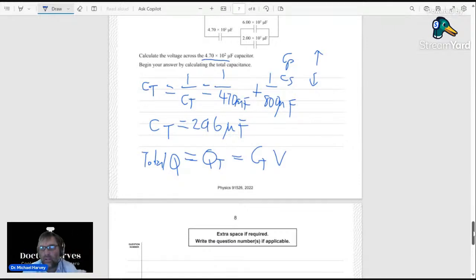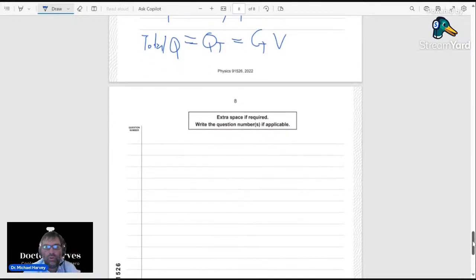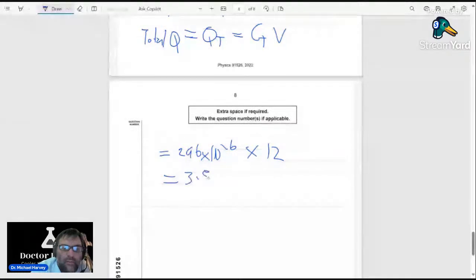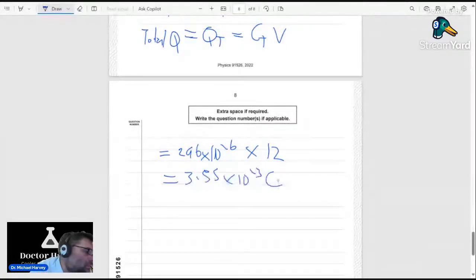And if we go down, so that will equal 296 times 10 to the negative 6 times 12, which equals 3.55 times 10 to the negative 3 coulombs.